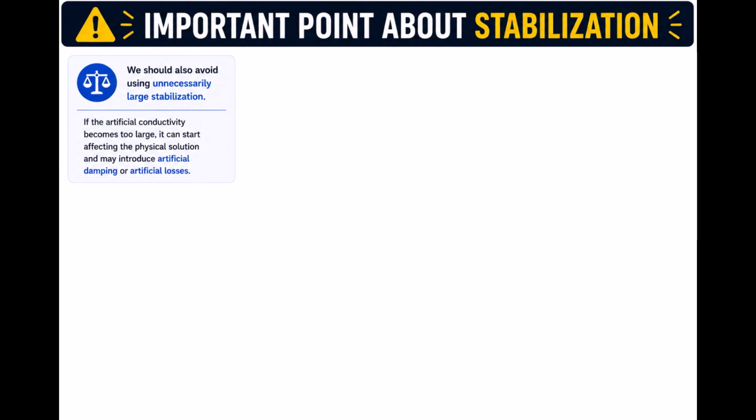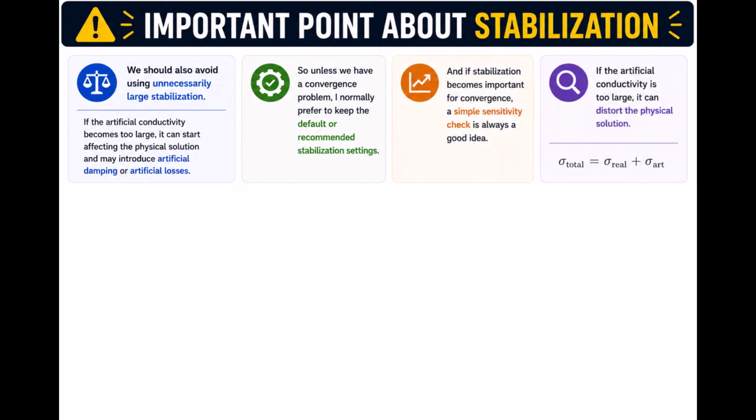If the artificial conductivity becomes too large, it can start affecting the physical solution and may introduce artificial damping or artificial losses. So, unless we have a convergence problem, I normally prefer to keep the default or recommended stabilization settings. And if stabilization becomes important for convergence, a simple sensitivity check is always a good idea.